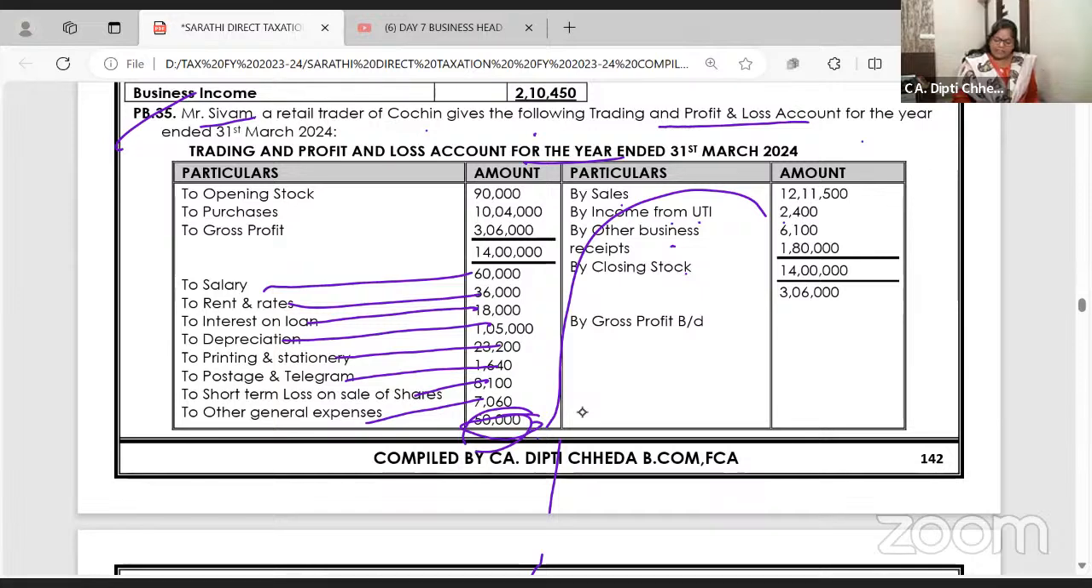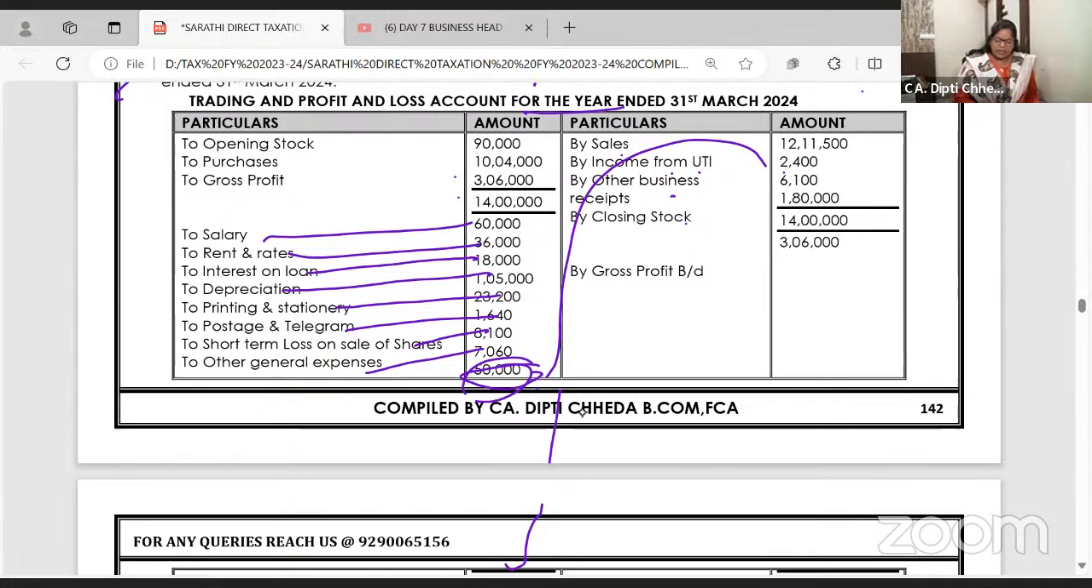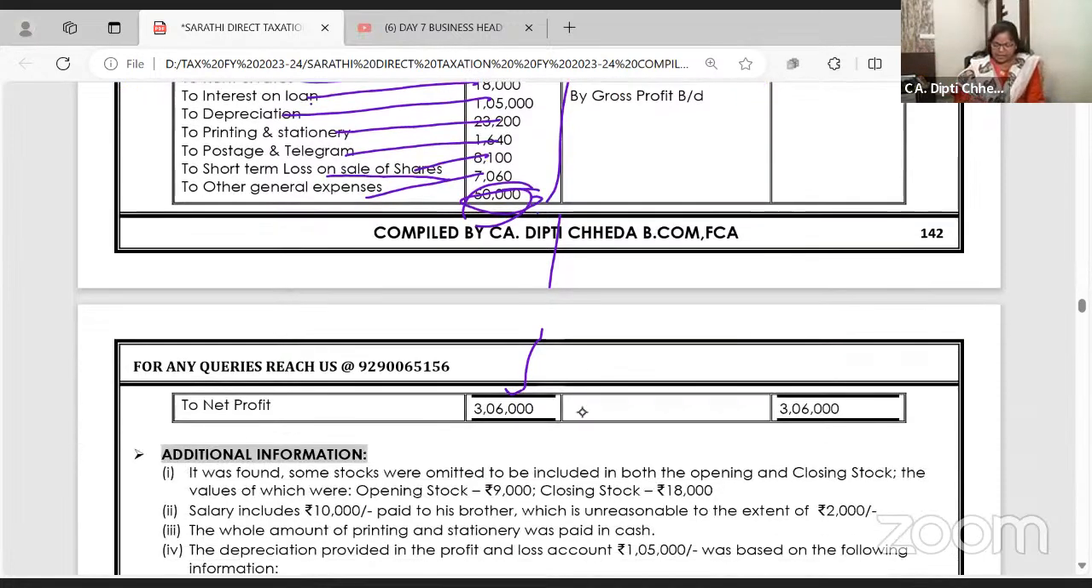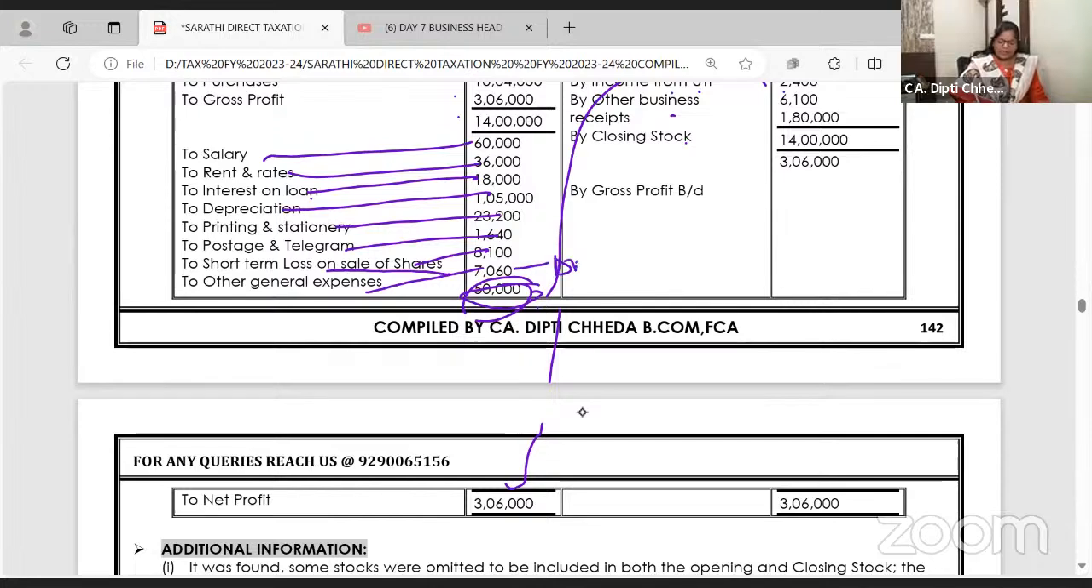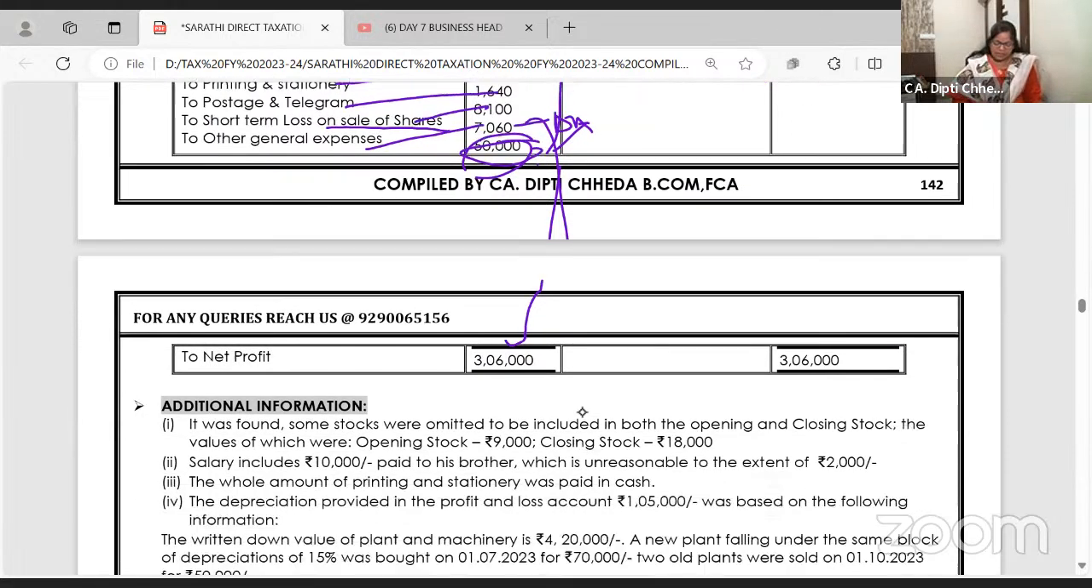On the debit side, you have opening stock allowed, purchase allowed, GP allowed, salary allowed, rent and rates and taxes allowed, interest on loan allowed, depreciation as per books of accounts not allowed, printing and stationery allowed, postage allowed. Loss on sale of shares or profits on sale of shares will be taken in the capital gain chapter. So business income, if they have debited loss, this is disallowed. Disallowed means add in the net profit. Right? Done? Chalo.